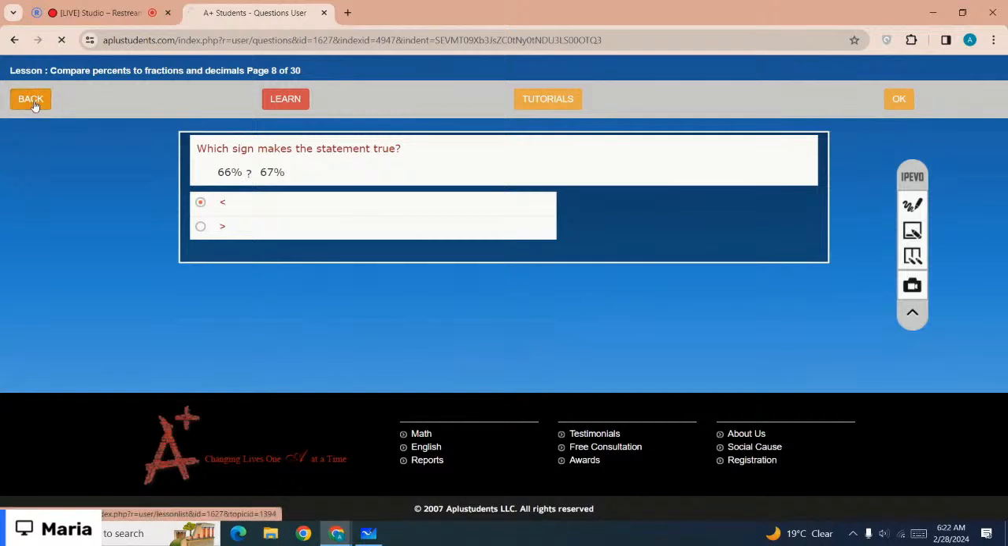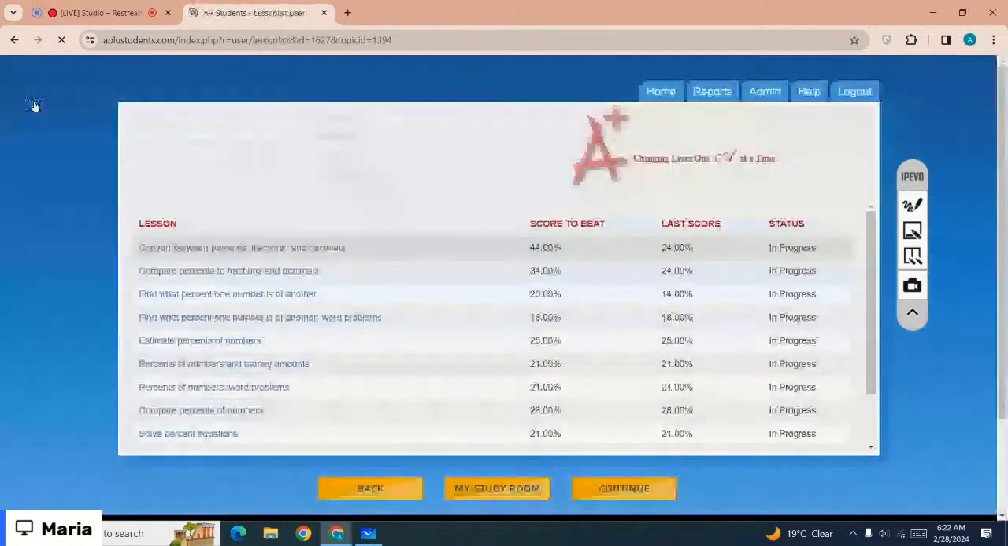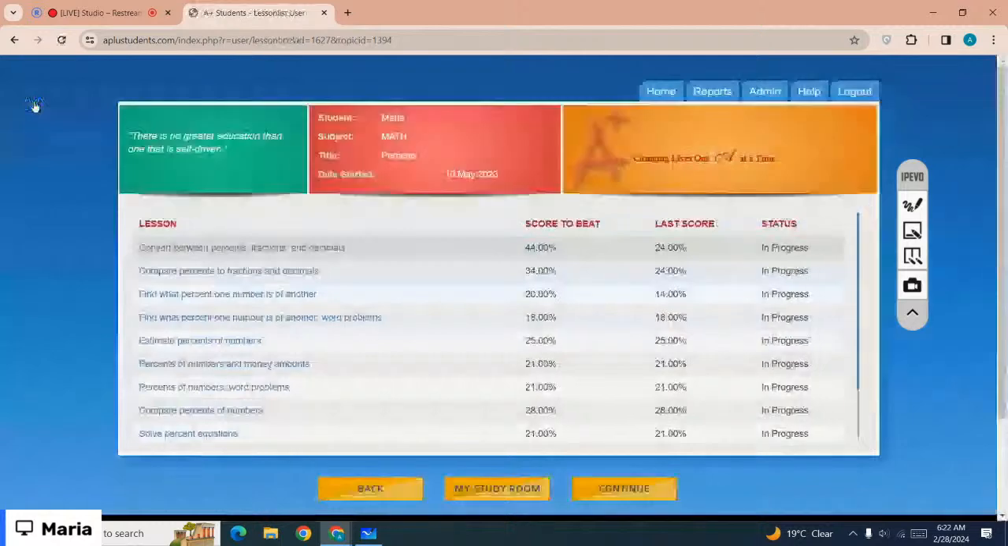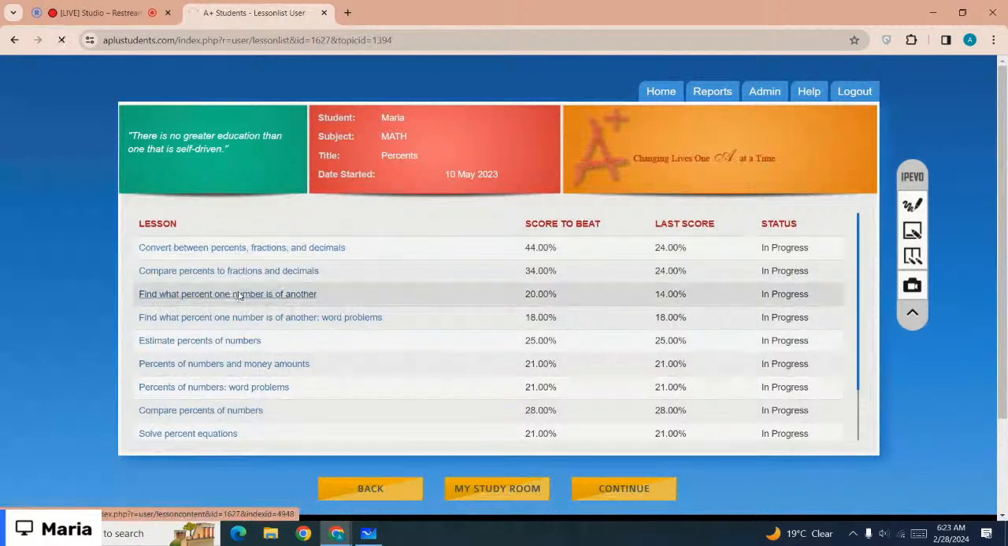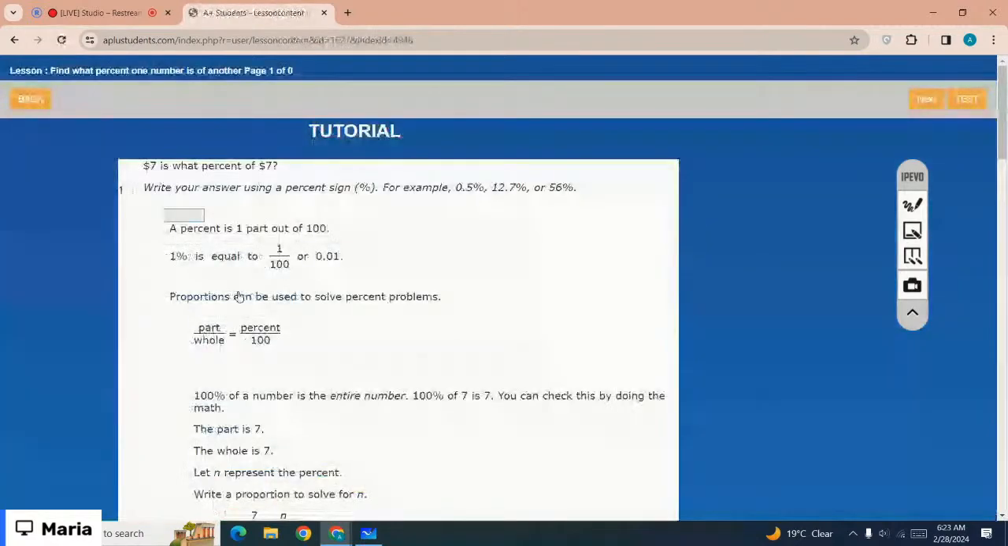Let me just move on to the next lesson. And the next lesson is find what percent one number is of another. So let's just start with the test questions, right? You can have a look at the ones that are already solved.